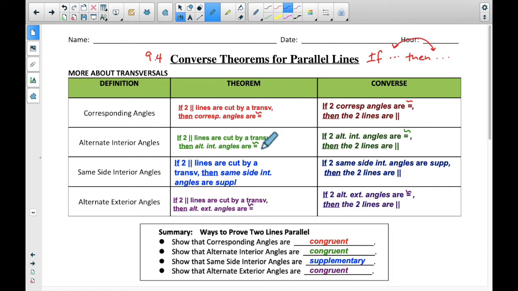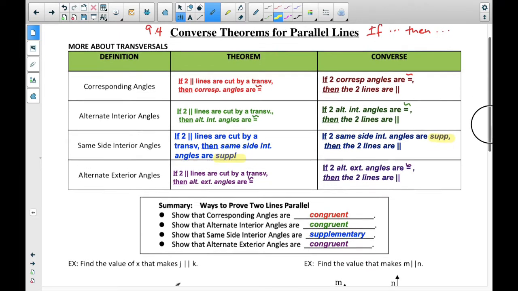Okay, so alternate interior. If two parallel lines are cut by a transversal, then alternate interior angles are congruent. If we switch it up, we'd say if they're congruent, then the lines are parallel. Same thing with same side interior, except with same side interior, remember that's the only one that says supplementary instead of congruent. But again, if two lines are cut, then the angles are supplementary. If the angles are supplementary, then the two lines are parallel. Same thing with alternate exterior. If two lines are cut by a transversal, then they are congruent. If they're congruent, then the lines are parallel. It's just switching the if with the then.